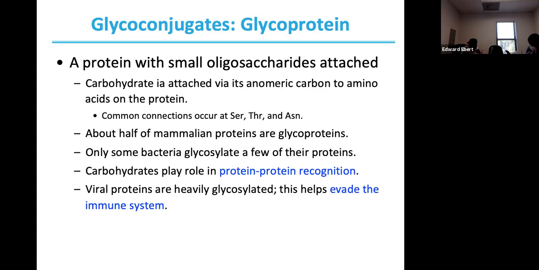This type of glycoconjugate is going to be our glycoproteins. So a glycoprotein is a protein that has some small oligosaccharides attached in there.